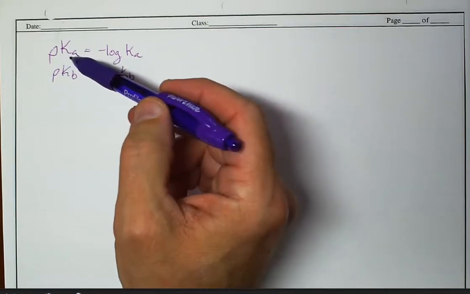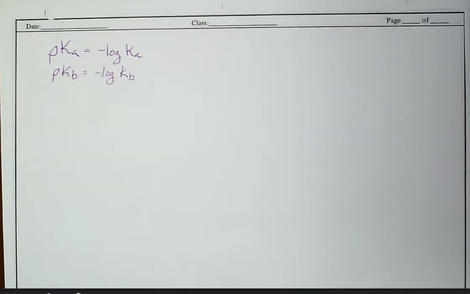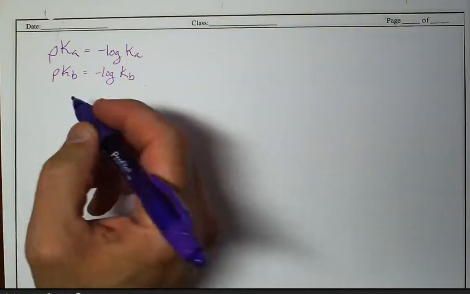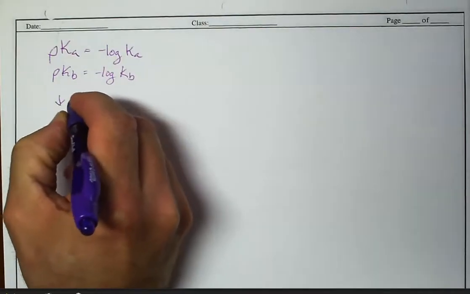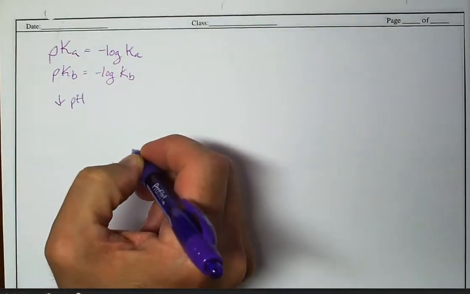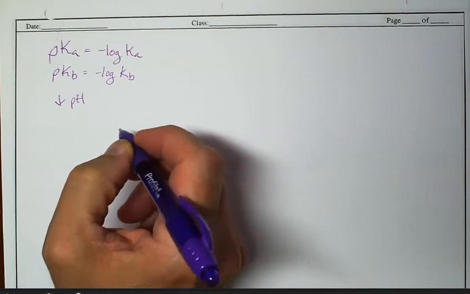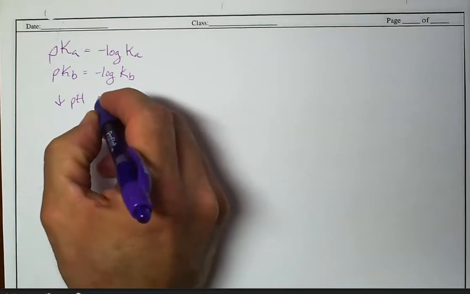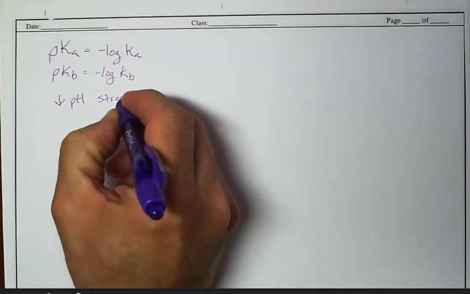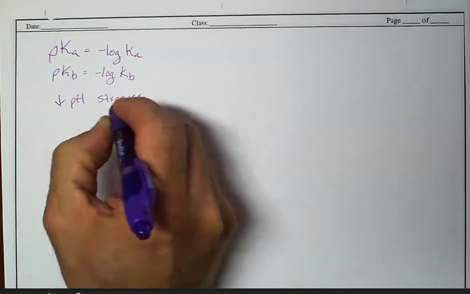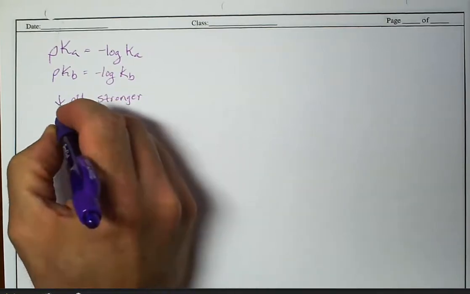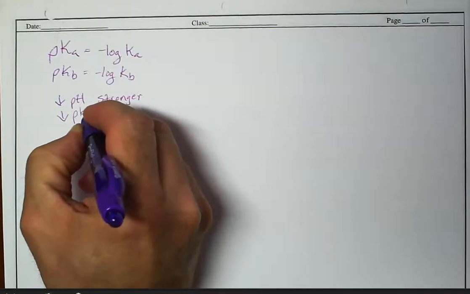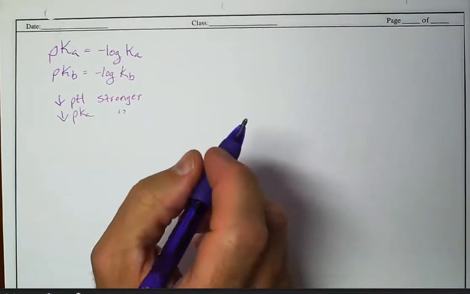One reason for it is pKa is a convenient way to compare the strengths of two acids. You already know that lower pH means that there's more hydronium. Most students would say it as a lower pH means a stronger acid. Lower pH means a stronger acid. Well, lower pKa also means a stronger acid.